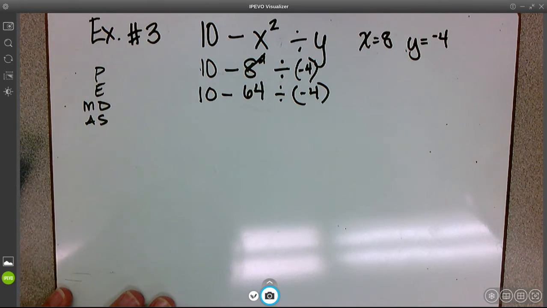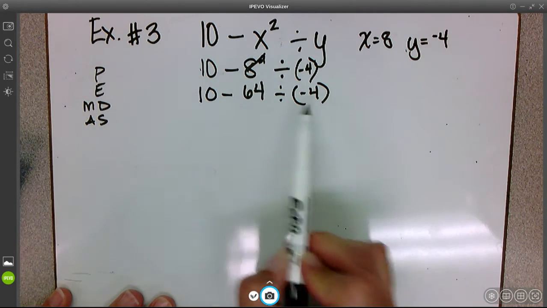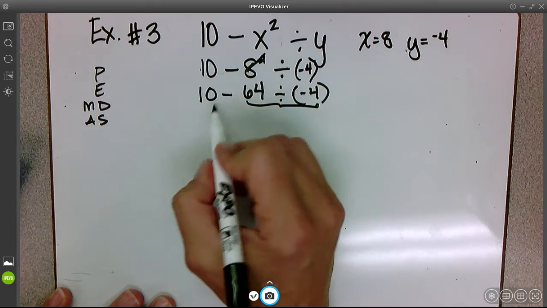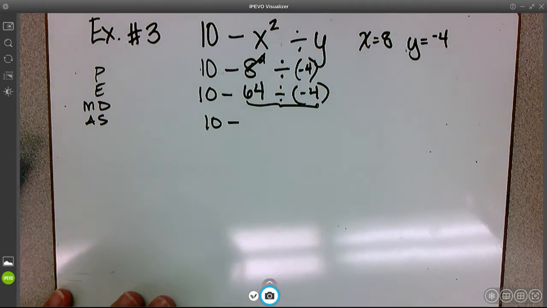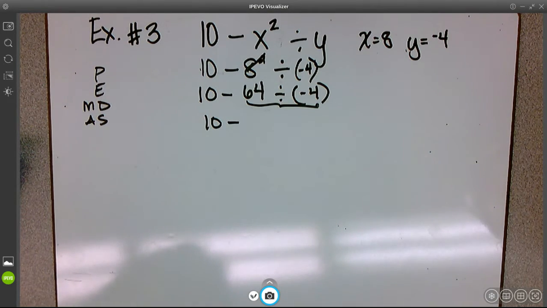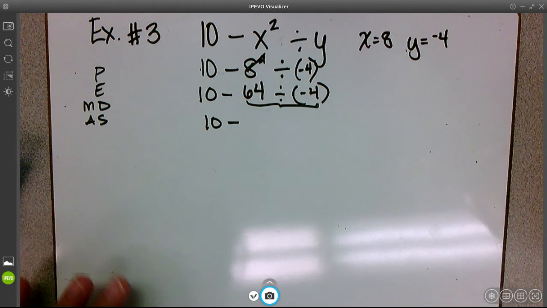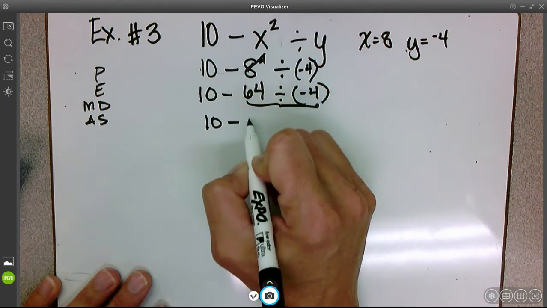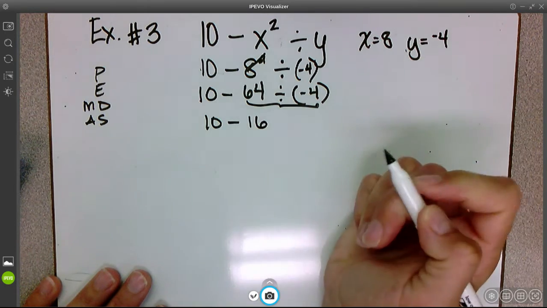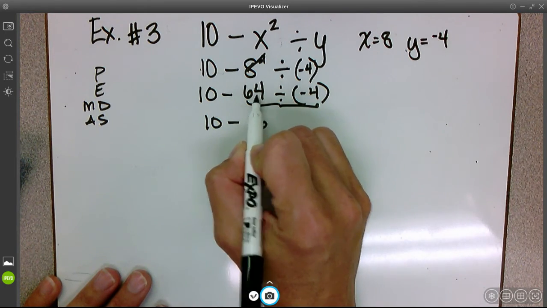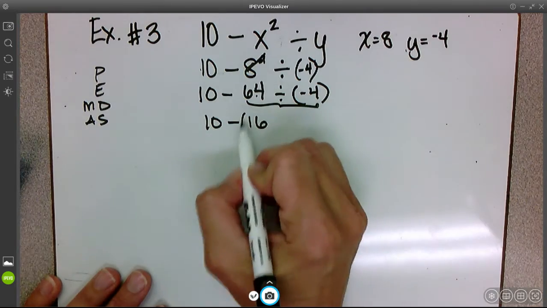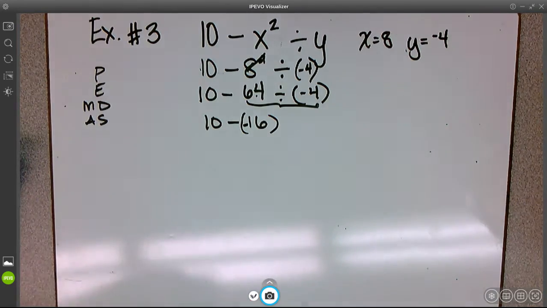Now I do multiplication and division from left to right. So here's some division. So the 10 minus gets brought down, and 64 divided by -4. If I wasn't sure with my calculator, I'd do 64 divided by 4, but I know that it is 16. And then a positive divided by a negative is a -16.